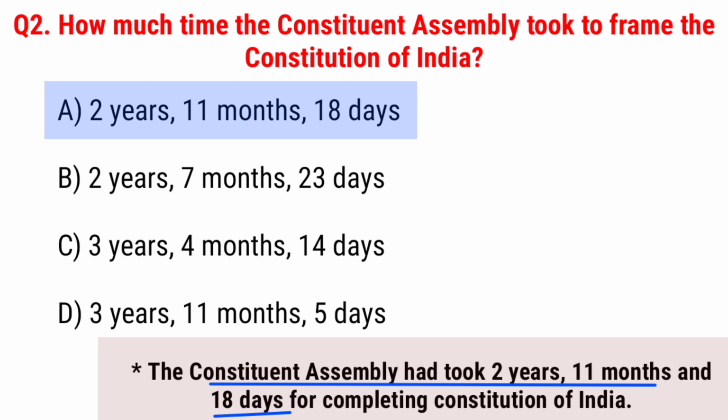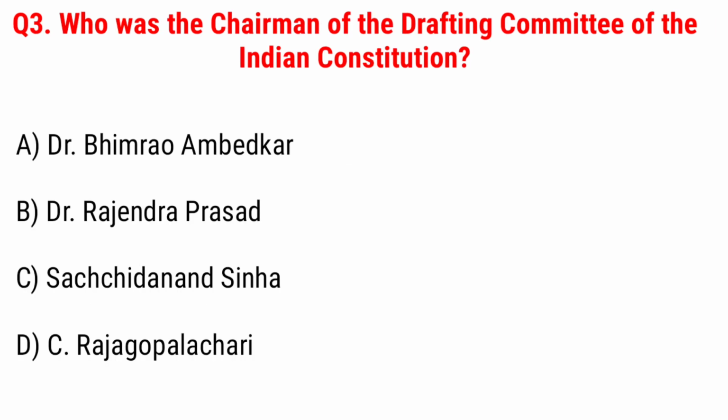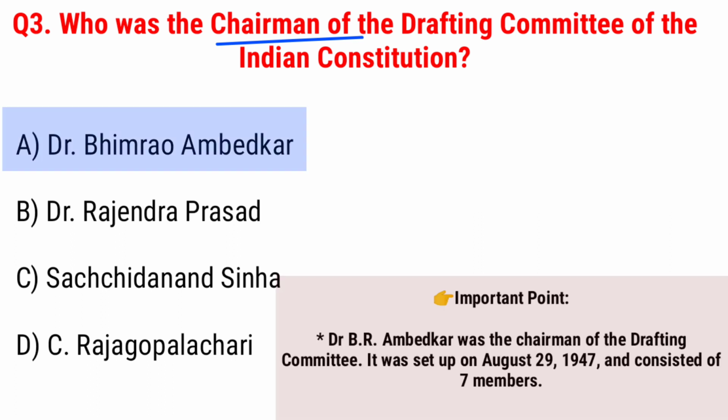It's a very important question. Next question, who was the chairman of the drafting committee of the Indian Constitution? Option A, Dr. Bhimrao Ambedkar, B. Dr. Rajendra Prasad, C. Sachchidananda Sinha, D. C. Rajagopalachari. Right answer will be the option A, Dr. Bhimrao Ambedkar. Important point, Dr. B.R. Ambedkar was the chairman of the drafting committee. It was set up on August 29, 1947 and consists of 7 members.